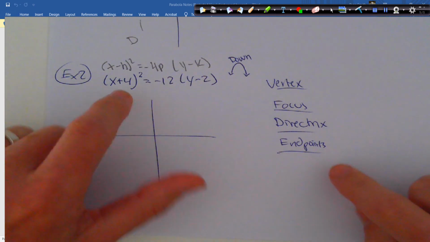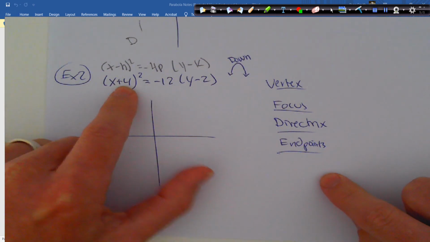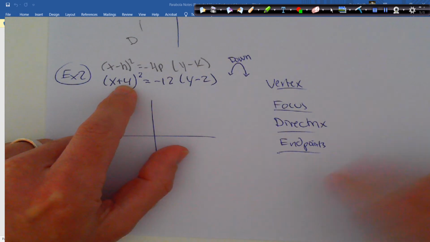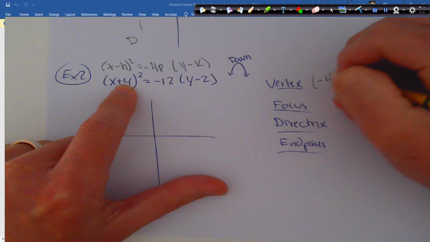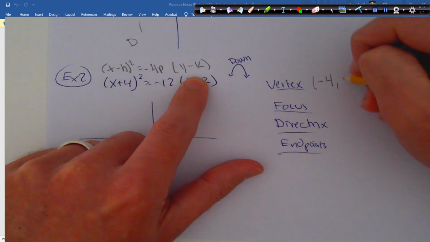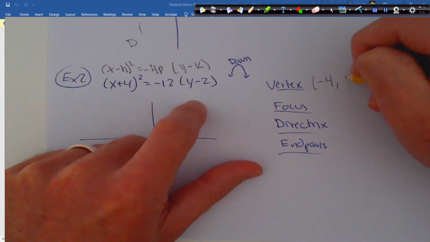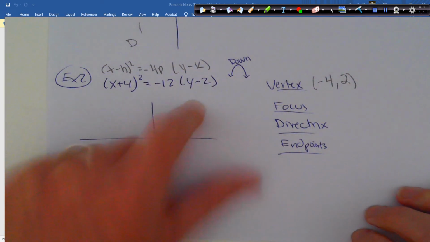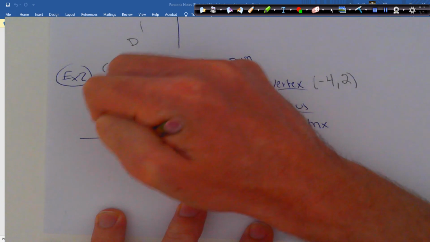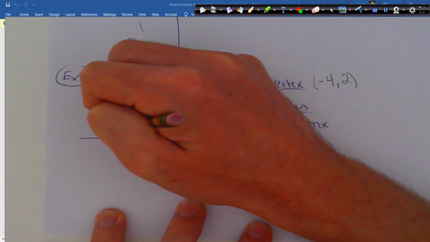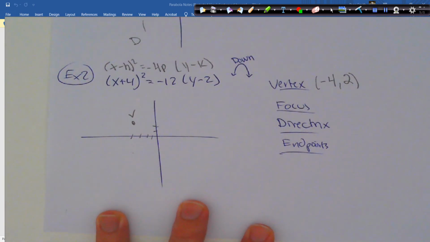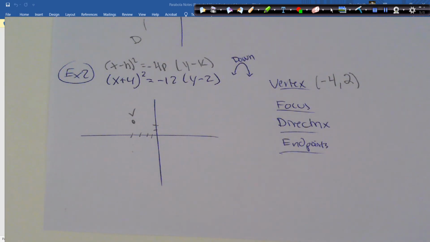All right, so first things first, what's my vertex? Remember, it's the opposite of what it looks like, so if it looks like it's 4, my vertex is actually a -4 for the x value, and it looks like it's a -2, but it's actually a +2. So we have -4, 2. So 1, 2, 3, 4, 1, 2, there is my vertex. Again, I recommend drawing this, it always makes my life easier.